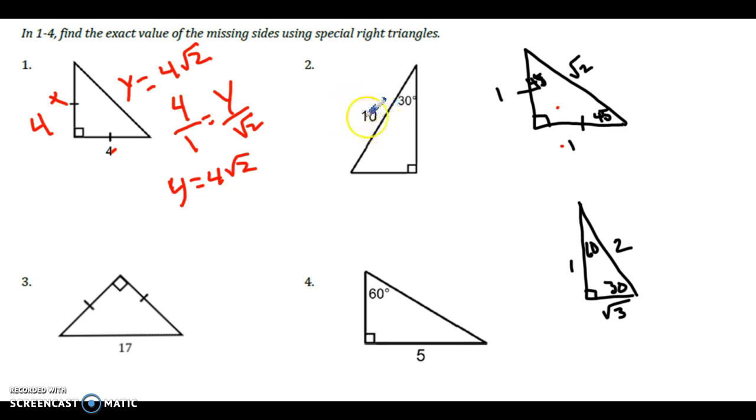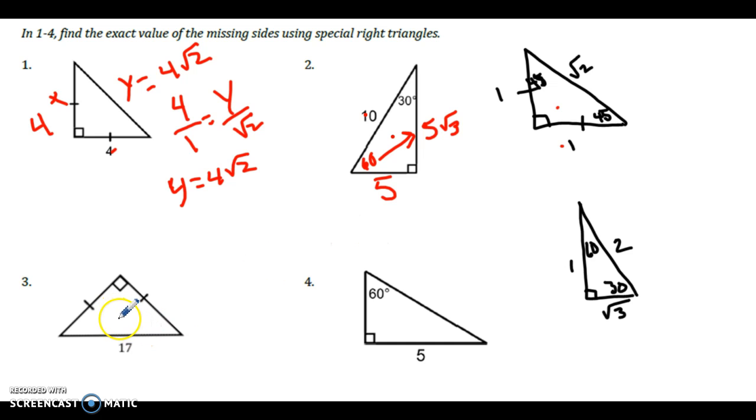And number 2, this one would be similar to this triangle down here. This is my hypotenuse, this is my hypotenuse. If I want to think of this as a scale factor, this 10 is 5 times more than the 2. And so the side across from the 30 is going to be 5 times more than 1, or just 5. This side over here across from the 60 is going to be 5 times more than radical 3, or 5 radical 3.